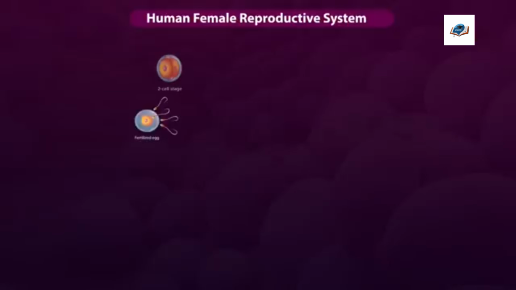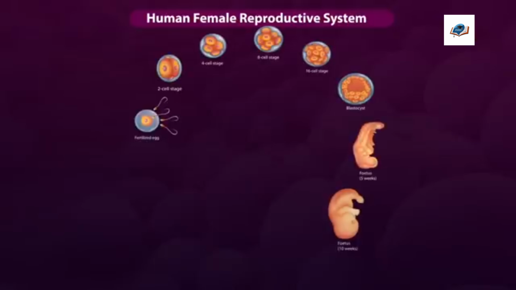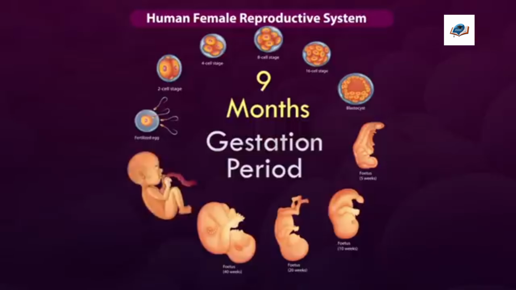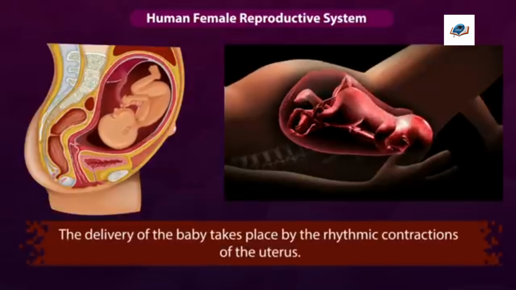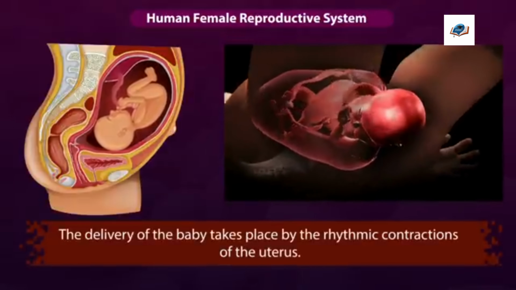The development of the baby inside the mother's womb takes approximately 9 months. This period is called the gestation period. The delivery of the baby takes place by the rhythmic contractions of the uterus.